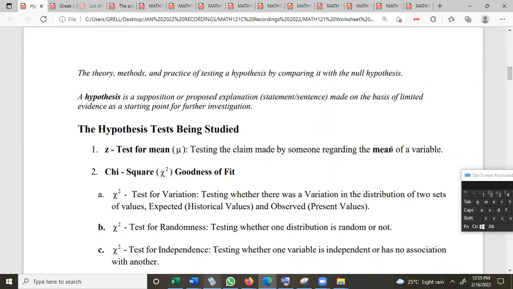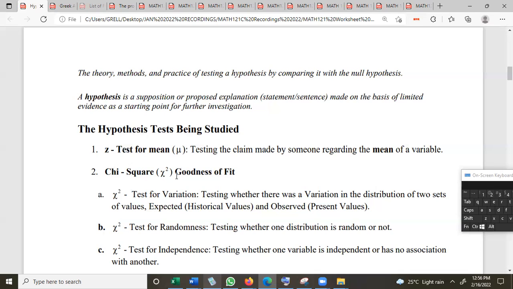The z-test for mean, and here the symbol for mean is mu, not x with a bar, it is mu. That's another symbol for mean. Testing the claim made by someone regarding the mean of a variable. So the name speaks for itself, t-test for mean.